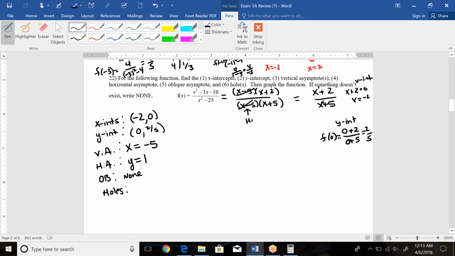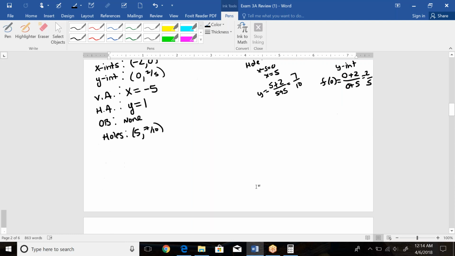This is a hole right here because it canceled out. So if we set that equal to 0, it'll tell us the x value of the hole. So it's at 5, and then to find the y value, you plug it into the reduced form. So this would be 5 plus 2 over 5 plus 5, which is 7/10. So we're going to have to do a rough estimate of where we think that is on the graph.